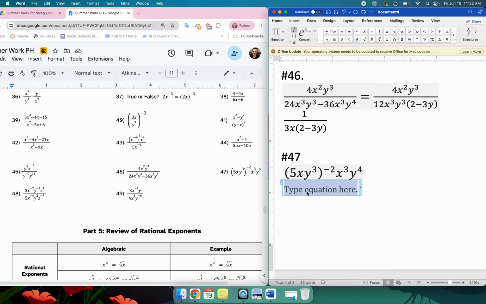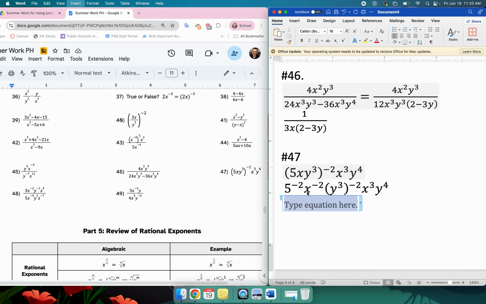I've got 5 to the negative 2 times x to the negative 2, and then y is already being cubed, and I'm raising that whole thing to the negative 2. Then I have the x to the 3rd and the y to the 4th. Now, because of the negative exponents, I am going to have a fraction here.